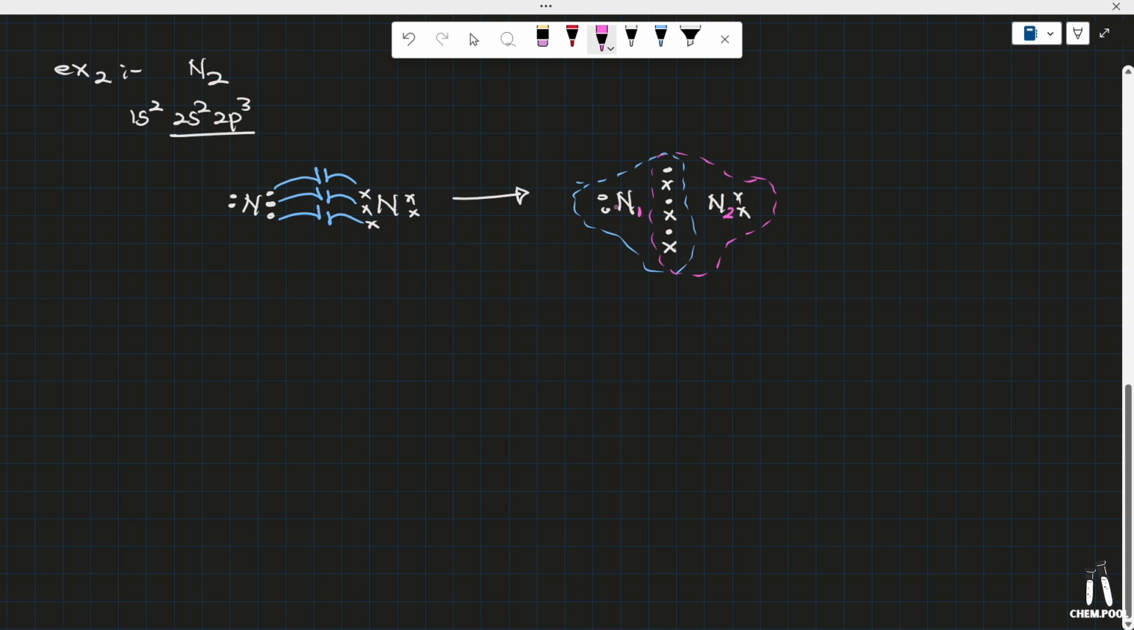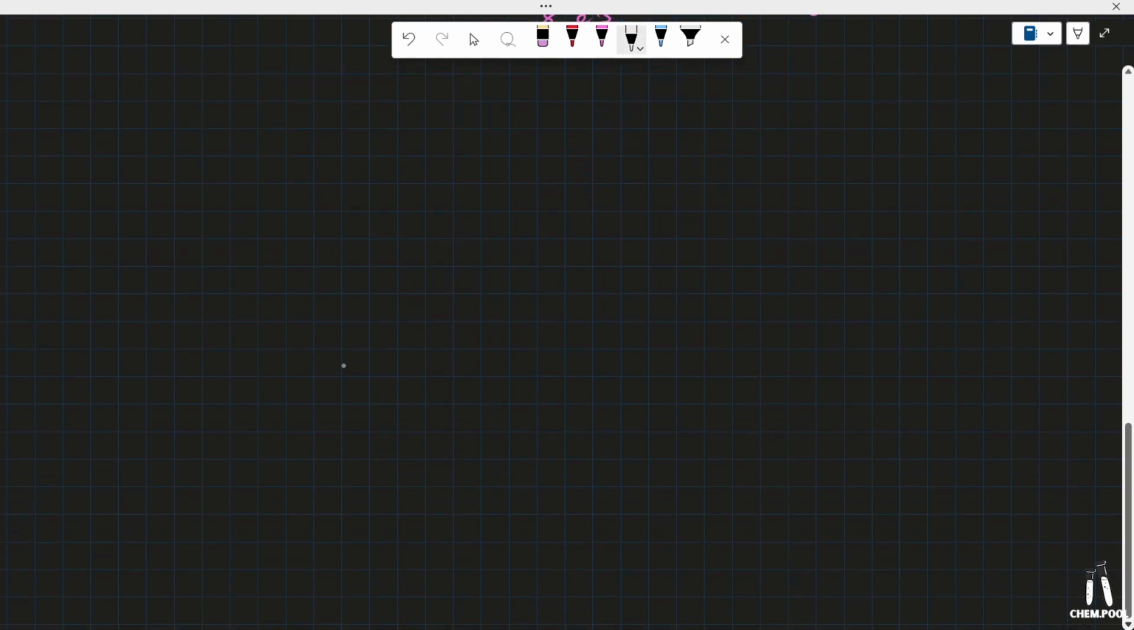For N1, how many electrons are around the N1? 1, 2, 3, 4, 5, 6, 7, 8. Right? Here 8 electrons. And N2 also has 8 electrons. Now you can get the idea about how these bonds form and fulfill the electrons. Right? Example number 3, water molecule.